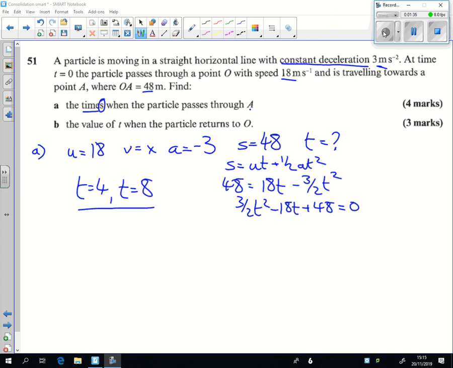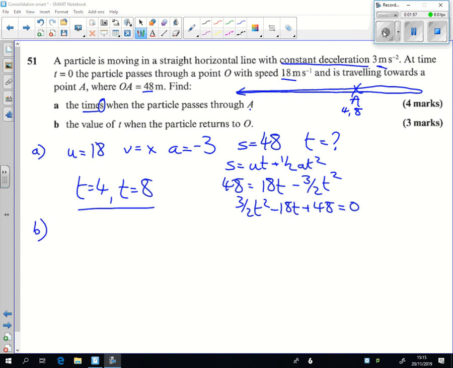We've got something going off in this direction, but of course it's decelerating all the time. So as it decelerated so far, it then starts going back on itself. And so A is somewhere over here, and we're saying that when it's at A, it's at 4 seconds, and it's also at 8 seconds.